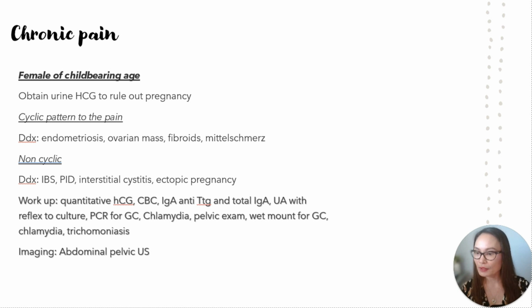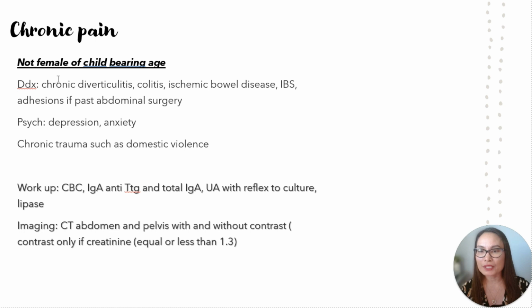Okay. All right. Chronic pain, and the patient is not a female of childbearing age. Your differentials will include chronic diverticulitis, colitis, ischemic bowel disease, IBS, adhesions if the patient had past abdominal surgery. And you can also consider psych because, like I mentioned in the previous video, this could be a psychosomatic manifestation of depression or anxiety. And look for any trauma such as domestic violence.